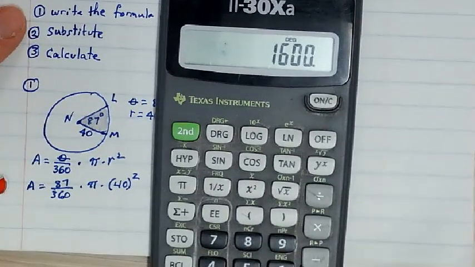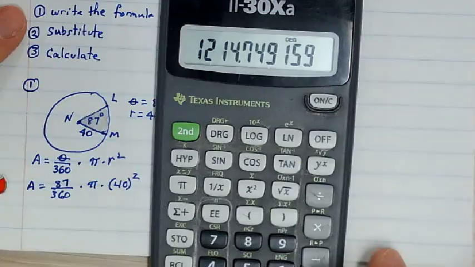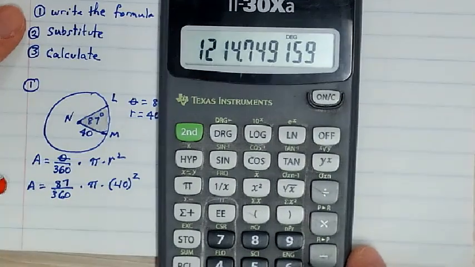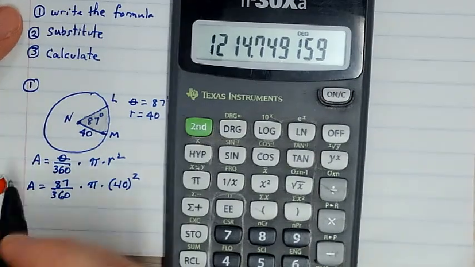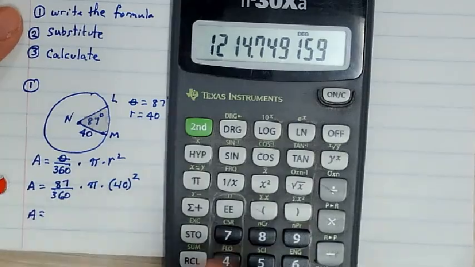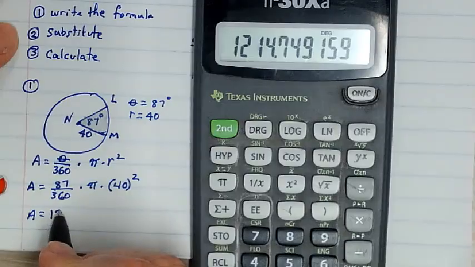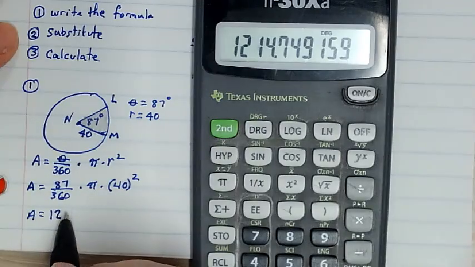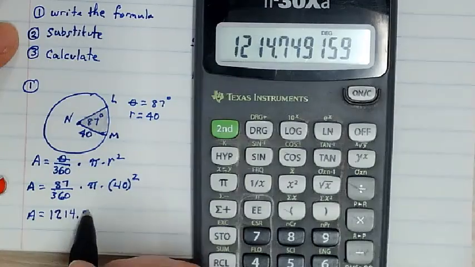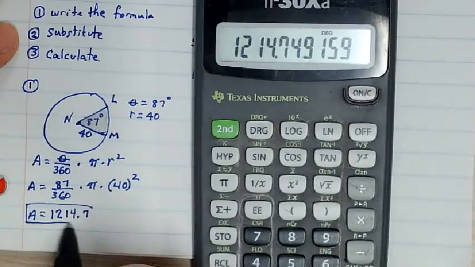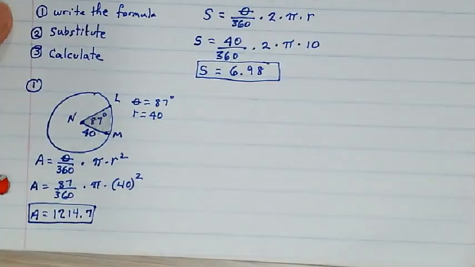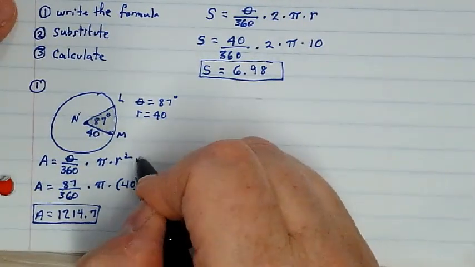Now, you could leave that like 1214.7, and that would be appropriate. So the area of that sector will be 1214.7. Finished. Found the area. So notice I showed the formula, I showed the substitution, and I did the proper calculator work.